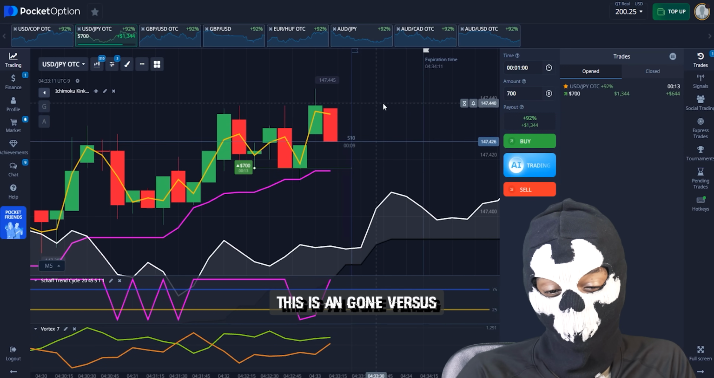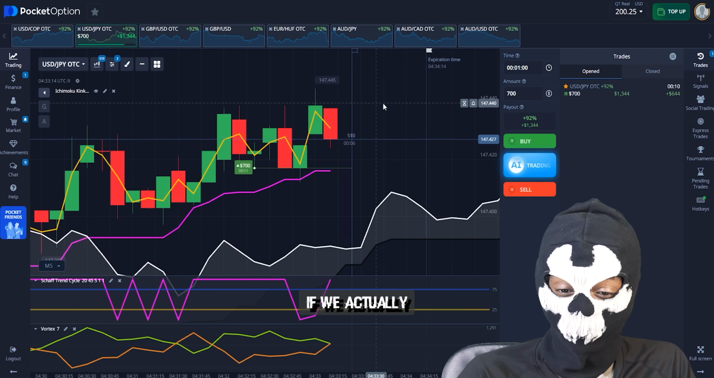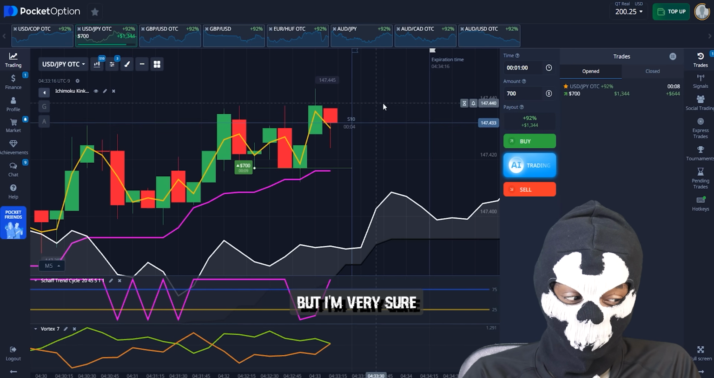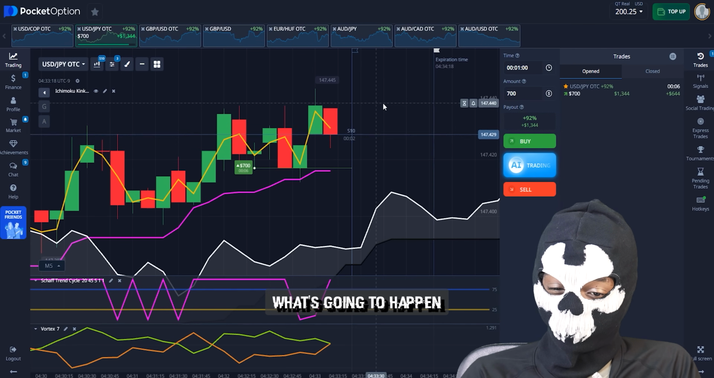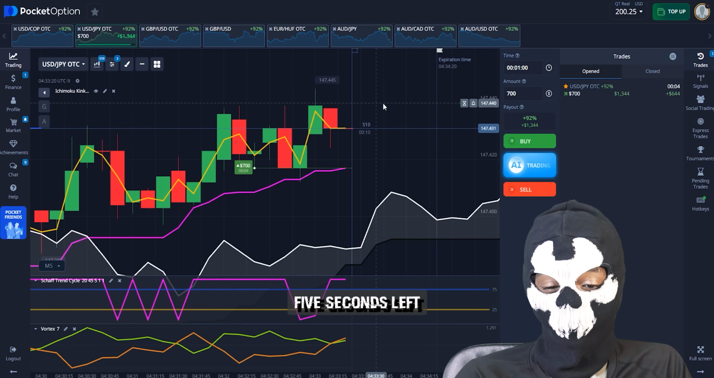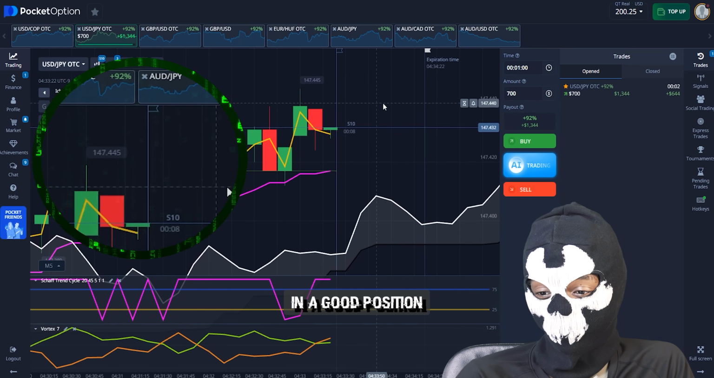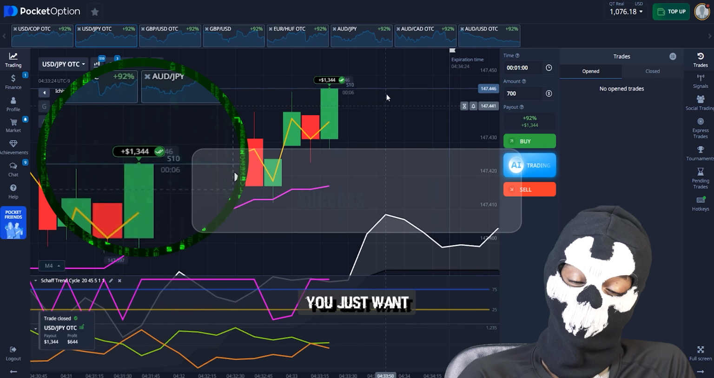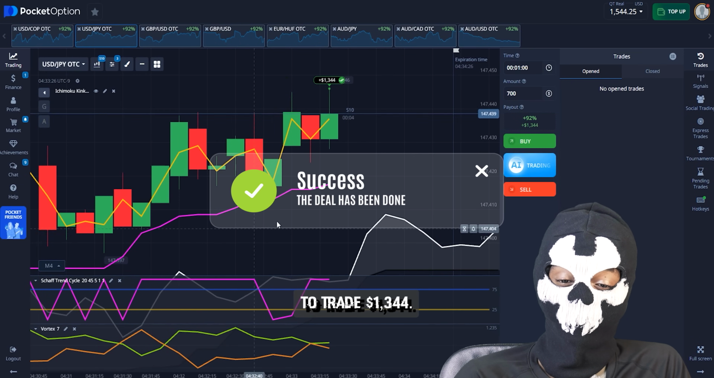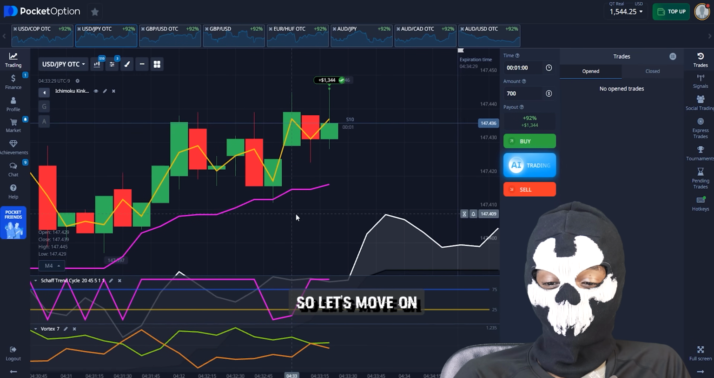decision I'll go on. First, let's reach to the end and see if we actually win this trade. But I'm very sure that that's what's going to happen, because there are only 5 seconds left, and I think we're in a good position to say that we just won the trade. $1,344. So let's move on to the next trade.